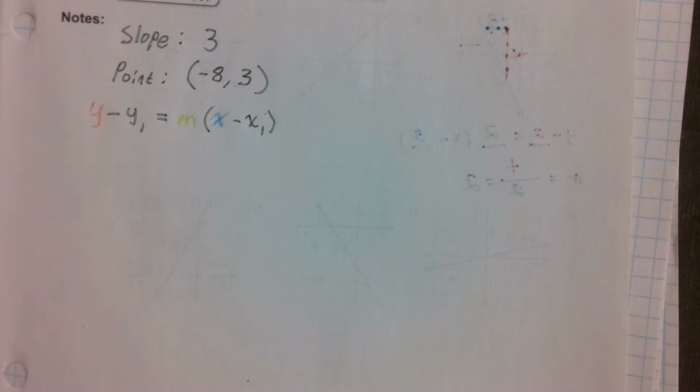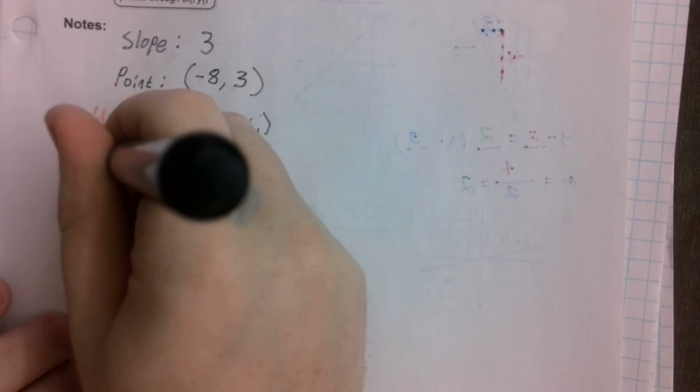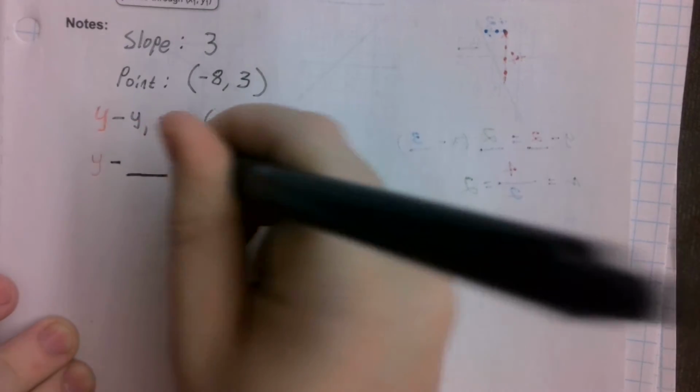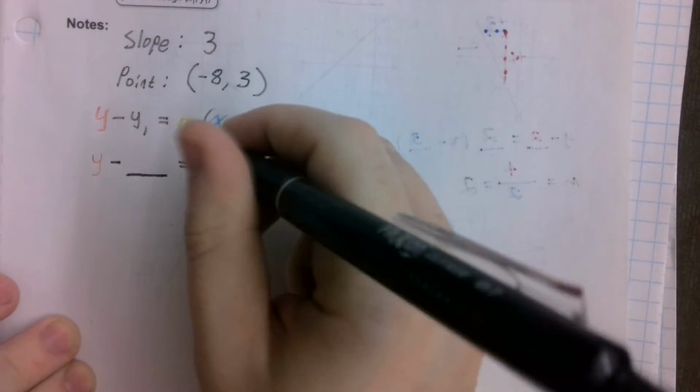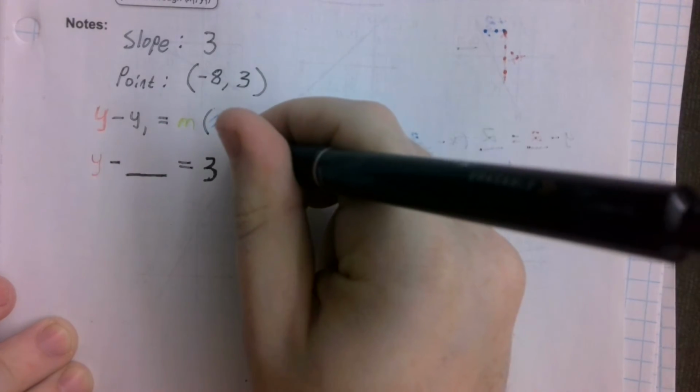So, we're going to rewrite this. y is always going to stick around. We're going to have minus some value of y1. I'm just going to leave a blank space for now while we can fill that in. Our slope is 3. So let's put 3 in where m should be, because slope is represented by the letter m.